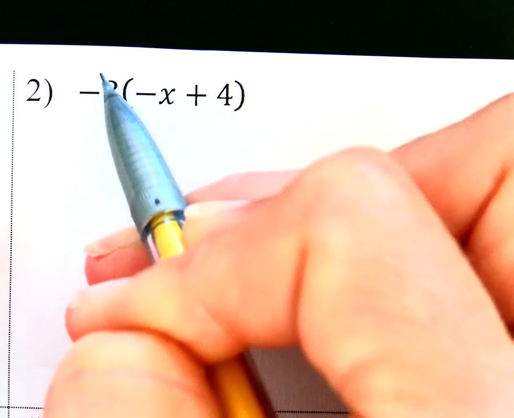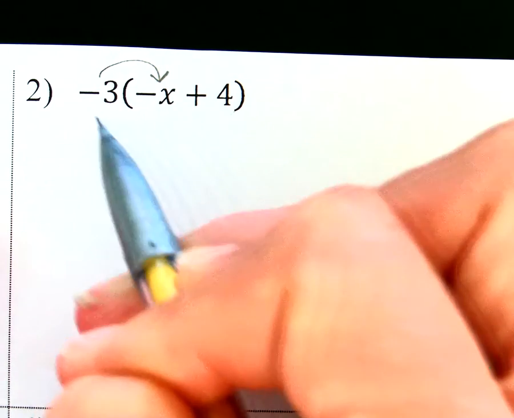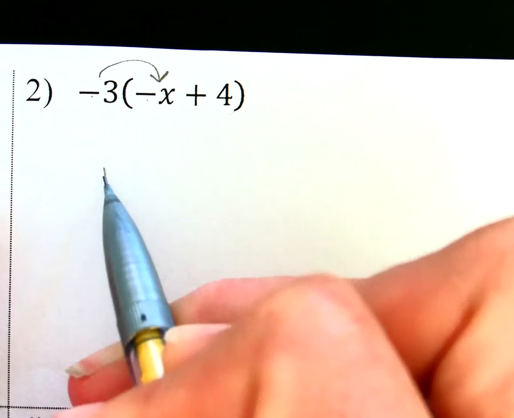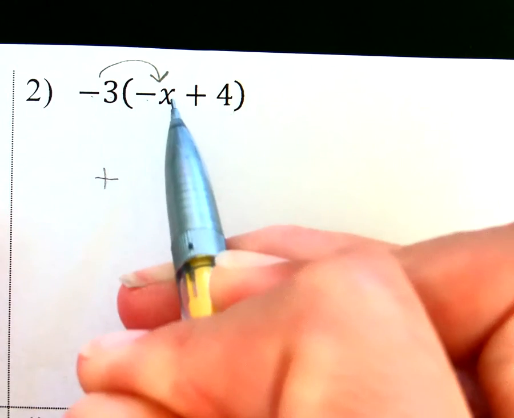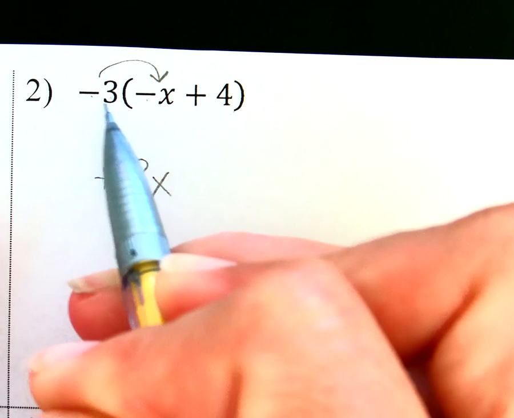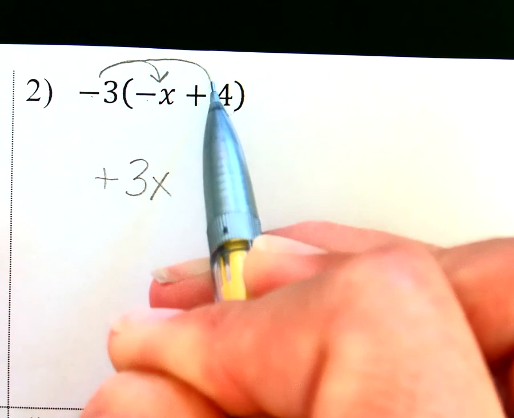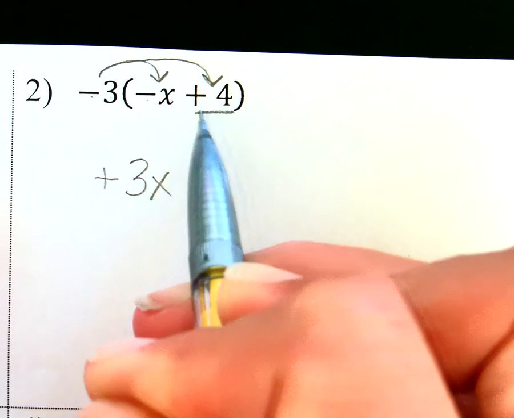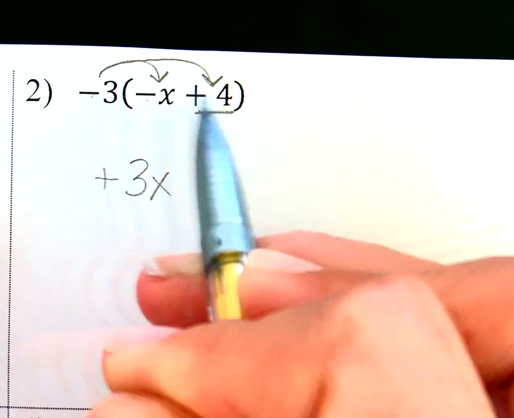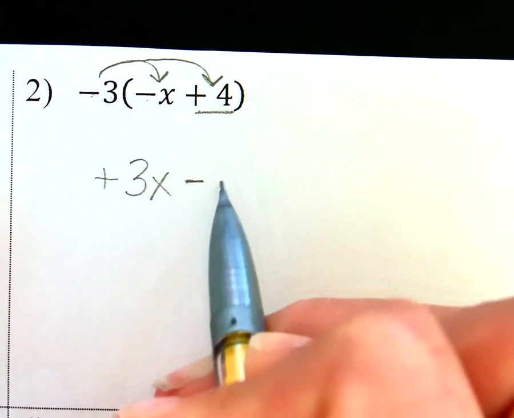I'm going to begin by distributing the -3 to the -x. A negative times a negative gives you a positive. 3 times x gives me 3x. Now I'm done distributing the -3 to the first term. I'm now going to distribute this -3 to the second term in the parentheses, the +4. A negative times a positive gives me a negative answer, and 3 times 4 gives me 12.